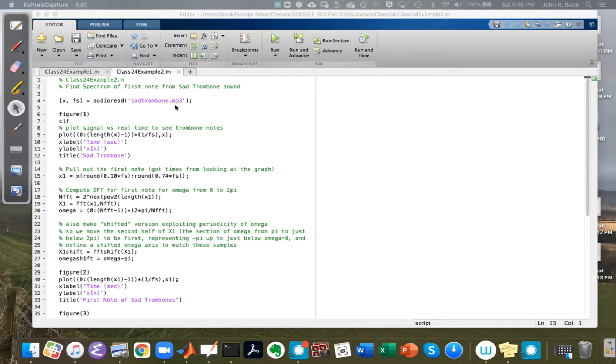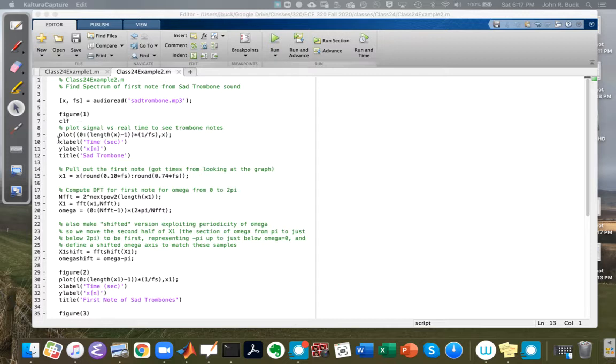All right, so here we are looking back at our Matlab window. This is our example. I'm using the audioread function to pull in an MP3 file of the sad trombone noise I downloaded from the internet. I found a bunch of sites that had different versions of it. And I get two outputs from this. X is the samples in time, and Fs is just a scalar value that tells me what the sampling rate of the signal was. In this case, it was 44.1 kilohertz.